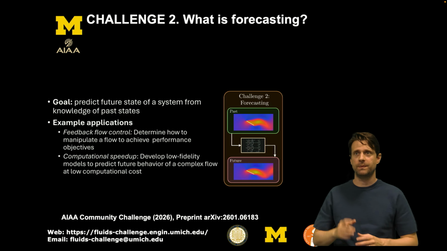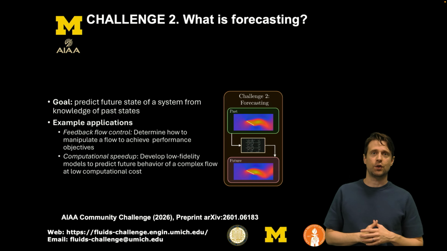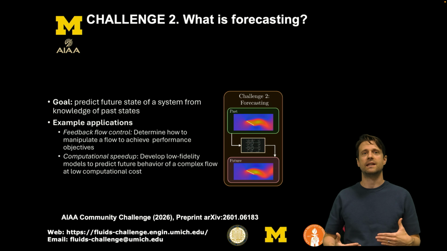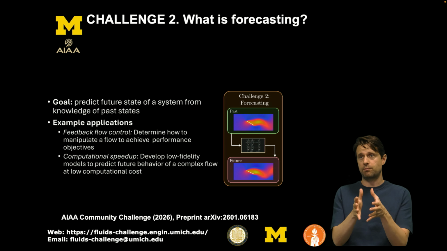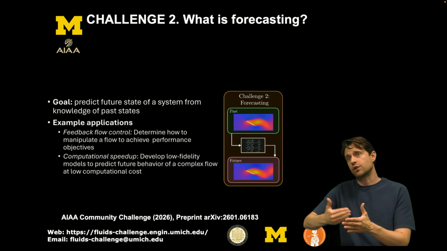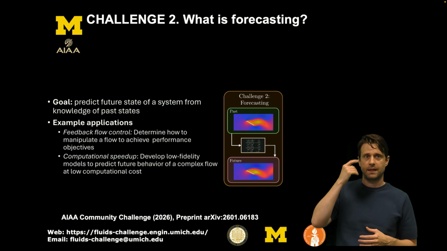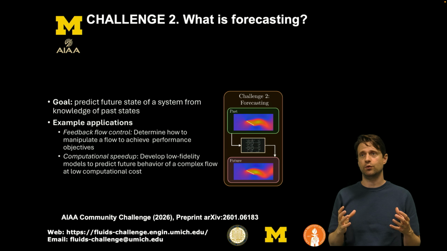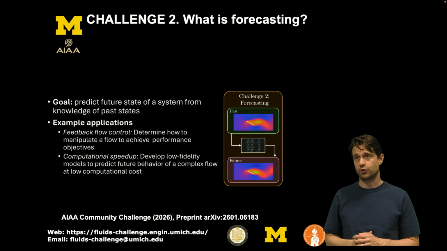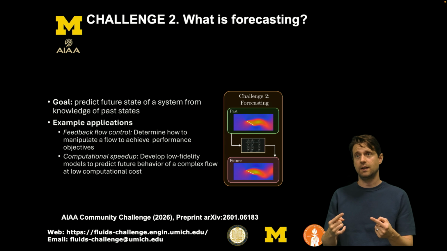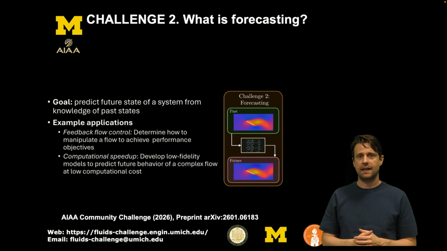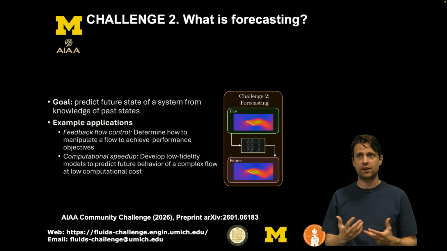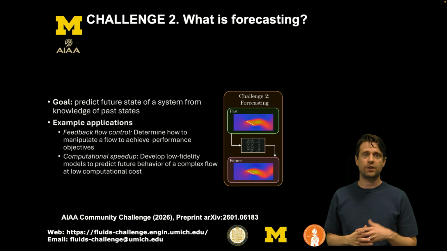Challenge number 2 has to do with forecasting. So what is forecasting? The idea is that we want to predict future states of a system based on the present knowledge, or even including some of the past knowledge of that system. Why is it interesting? Well, first of all, if we want to do flow control, being able to predict what the system will do and how the system will be modified under certain actions is helpful. And the other one is computational speed up.